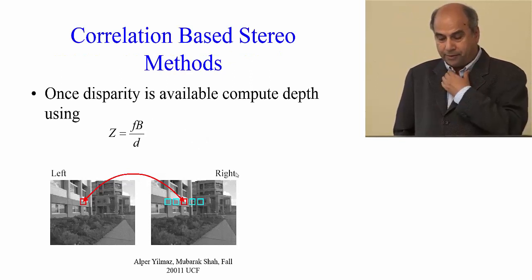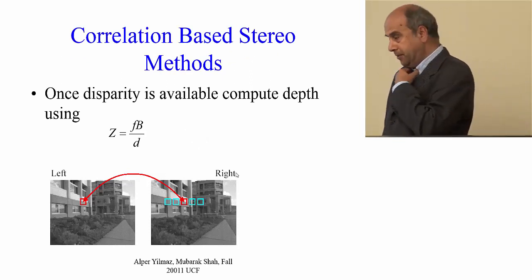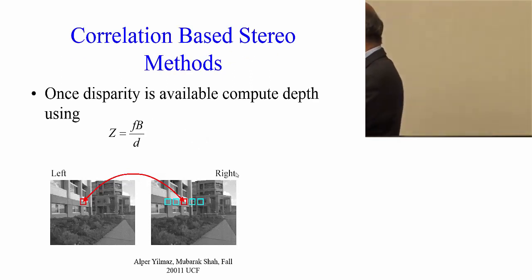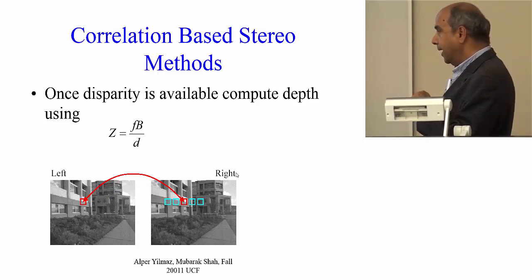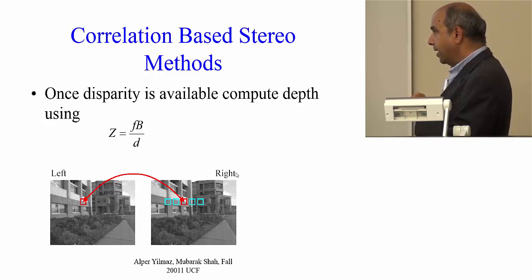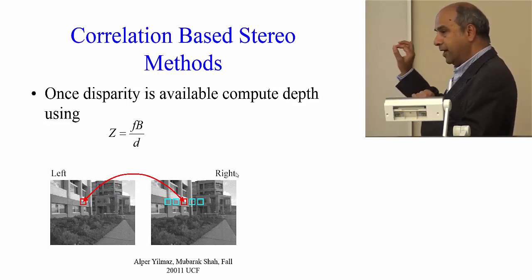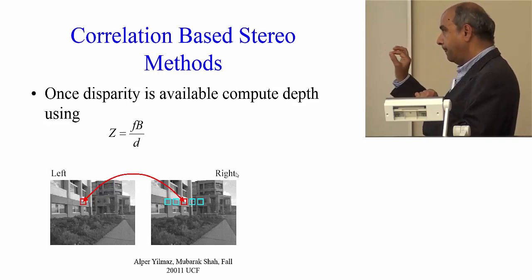So let's look at how we can find the match. These are two images, and let's say they are rectified, and we have one patch on the left, which is shown in the red box. We want to go to the right image, exactly the same row, and find where this matches, okay?